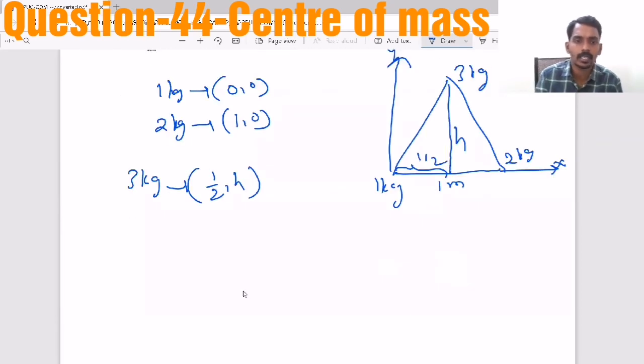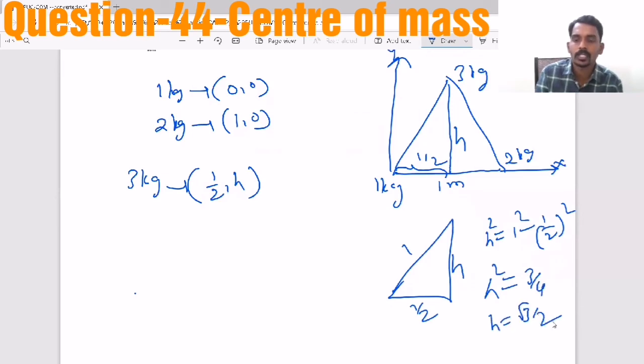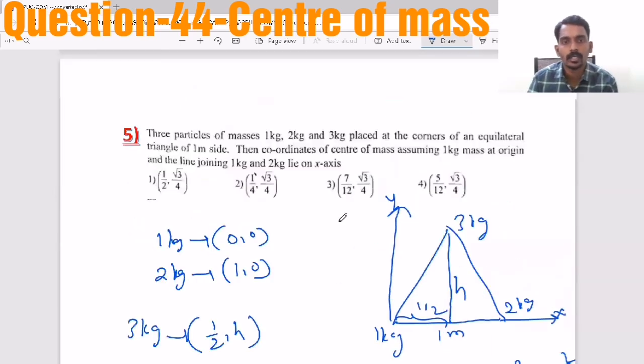Now if you take this triangle, this is the height, this is 1 meter, this is 1 by 2. Now h square equals 1 square minus 1 by 2 whole square. So h square equals 3 by 4, so h equals root 3 by 2. The height of an equilateral triangle is a well known thing. If you can remember it, then it will be very good.